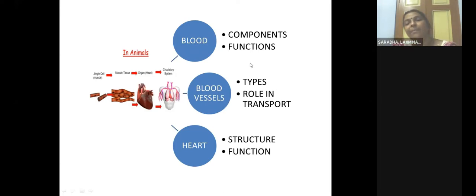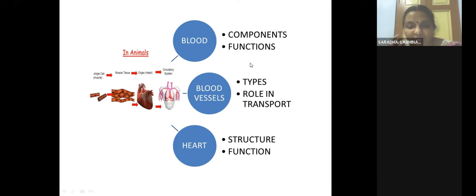Right. And then coming to the blood vessels, a very important concept which they are going to learn till their class 10 if they don't take biology, and even after that if they take biology. So we are explaining about arteries, veins, and capillaries. The child should be able to distinguish between arteries, veins, and capillaries and their roles in transport.